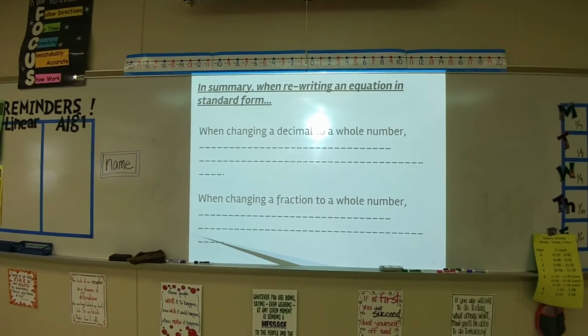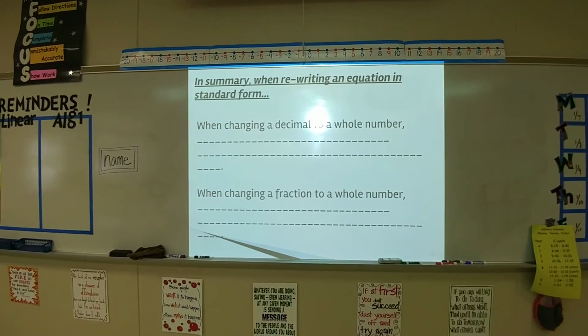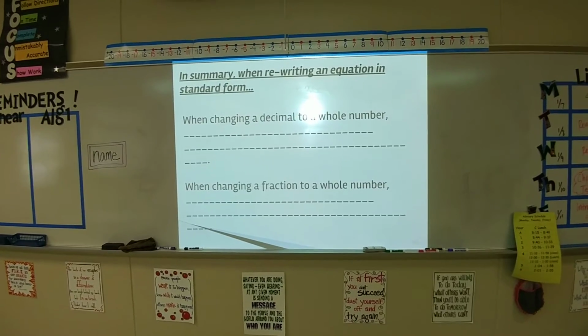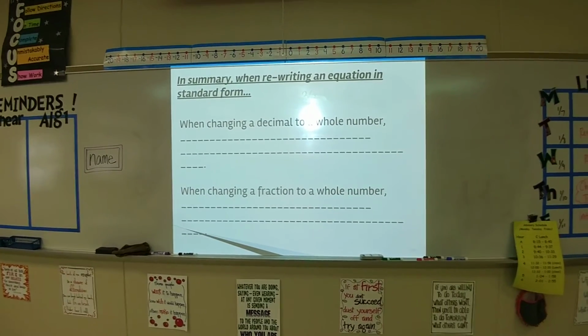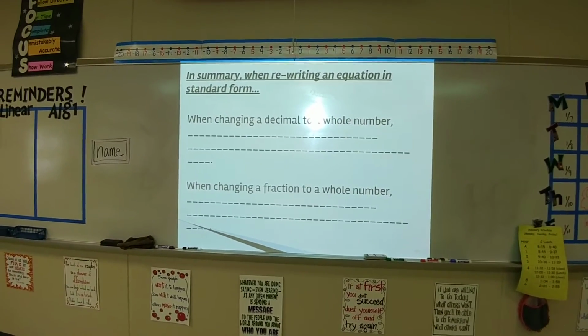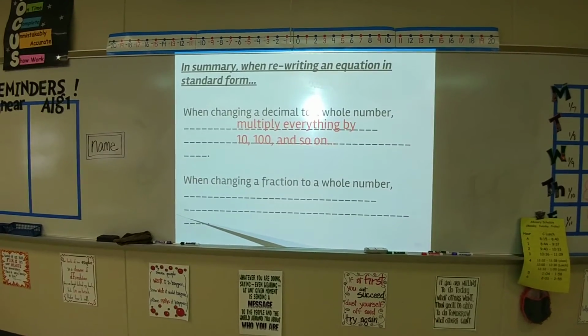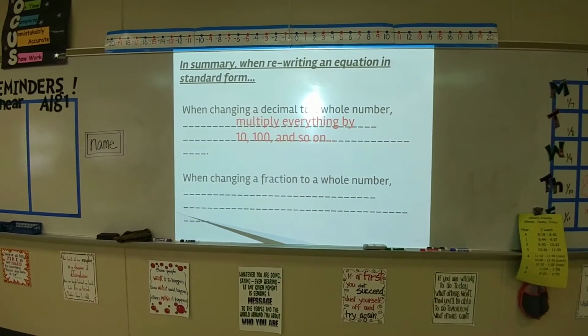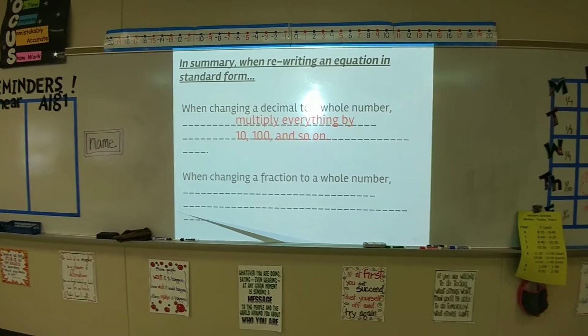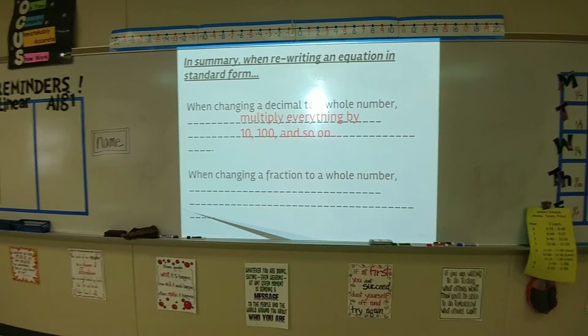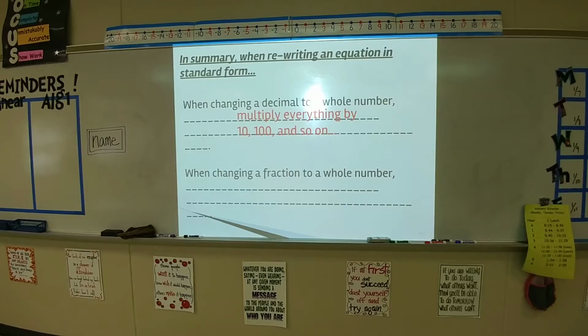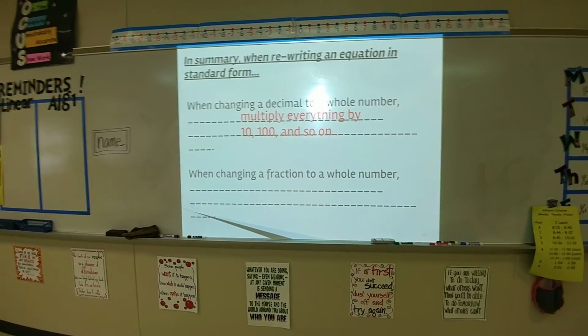Okay, to summarize here on your notes, if we have a decimal and we want to change a decimal to a whole number, we're going to have to do like we did in our notes. We're going to have to multiply everything by 10, or maybe 100 if we need to move the decimal point twice, or 1,000, and so on. But we have to multiply by a multiple of 10 so that the decimals move. So be sure you write that down.